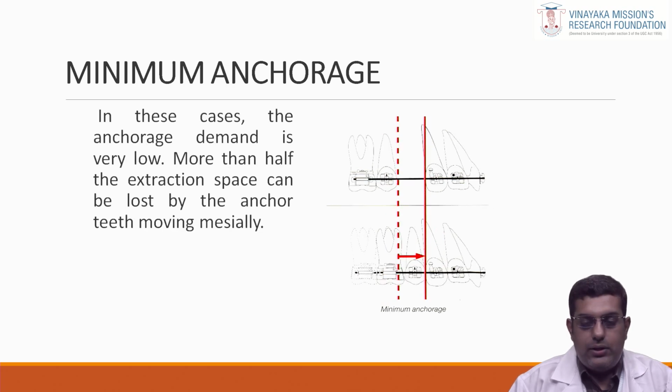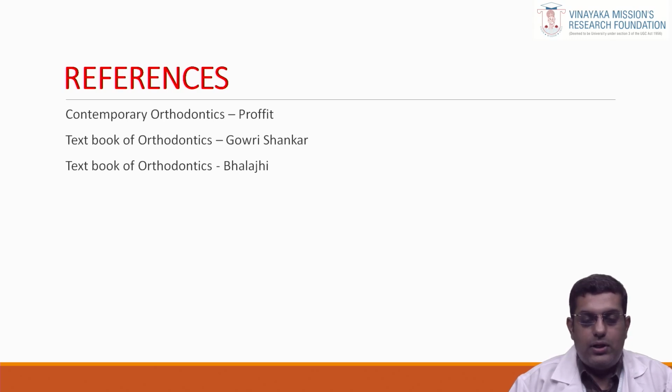Coming to minimum anchorage, in this case the anchorage demand is low. So more than half of this extraction space is utilized by the posteriors or the anchor teeth by moving them mesially. This is called minimum anchorage. It can also be grouped as Group A, Group B and Group C anchorage. So these are the references for the topic of anchorage.